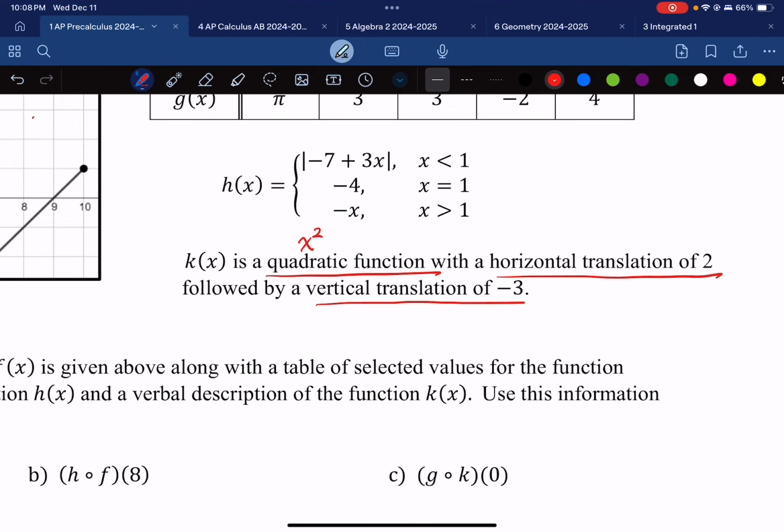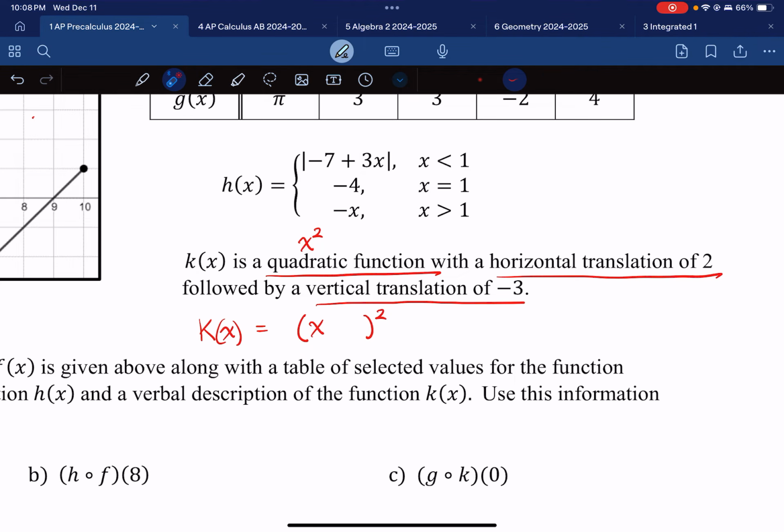So hopefully you remember how to do those, but in case you've forgotten, k of x now, because I'm still talking about k here, k of x is going to be equal to something to the power of 2. I know it's something to the power of 2 because that's the definition of a quadratic function. And usually there's an x in here. Sometimes I have stuff being multiplied by the x.